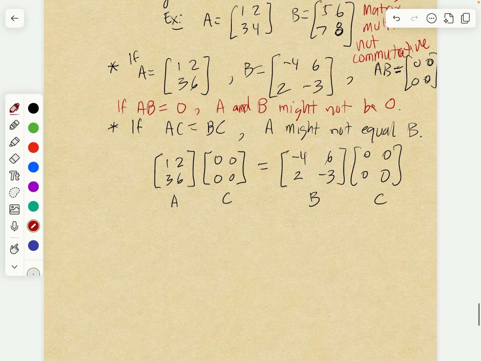And then the last one is if AC is equal to BC, A might not equal B. So you can't necessarily just divide both sides. I mean, you don't have matrix division. When we talk about inverses, we'll see that if C is invertible, you can multiply both sides on the right by C inverse, and then you get that A is equal to B. But as a general fact about matrices, it's not true.